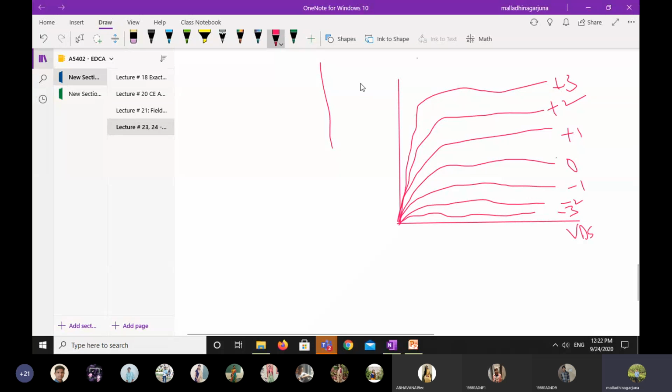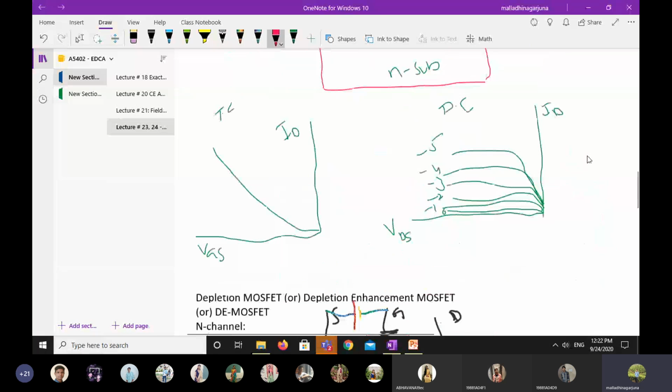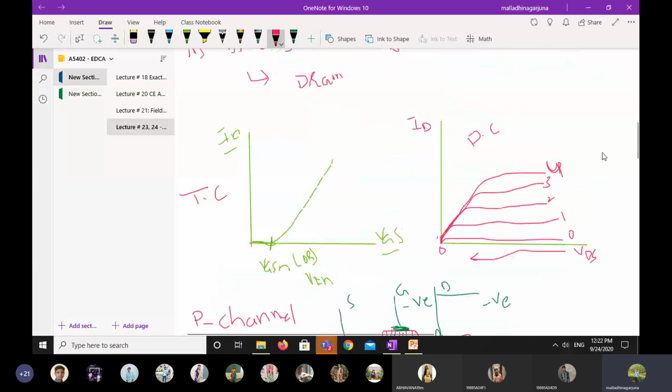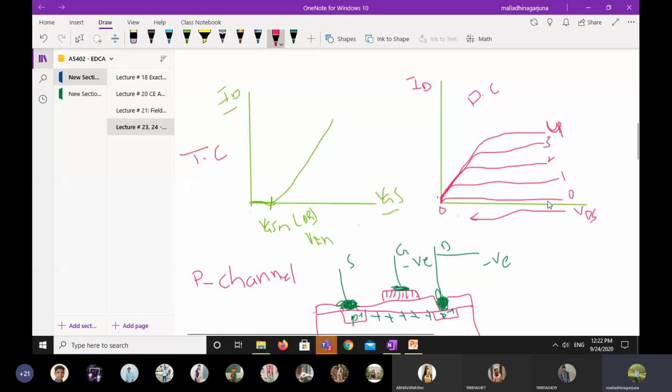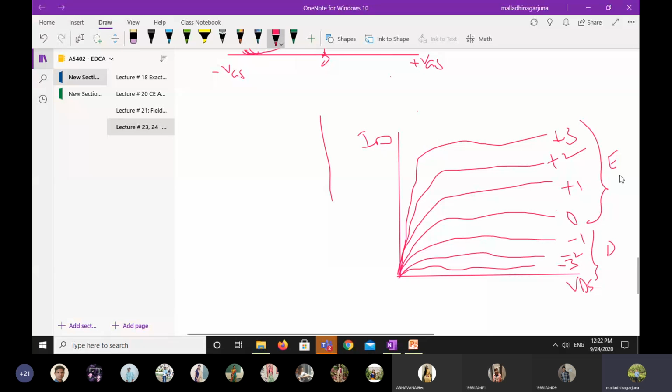This is VDS and this is ID. Okay, so in this one again, this is the E MOSFET and this is the D MOSFET, together the DE MOSFET. Go back and see: 0, 1, 2, 3, 4 positive. So 0, plus 1, plus 2, plus 3 is the E MOSFET, and this is the D MOSFET, together the DE MOSFET. So the depletion MOSFET can be used as depletion and enhancement.